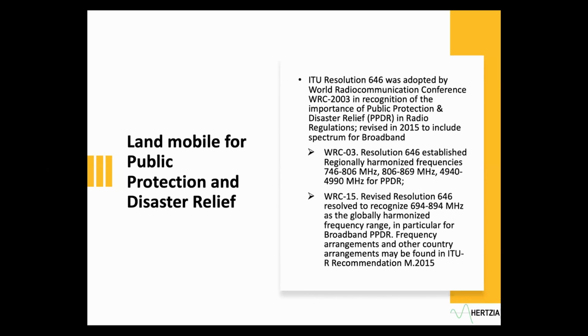Resolution 646 was revised in 2015. In that new resolution, the frequency range 694 to 894 was approved in order to promote harmonization, particularly for broadband public protection and disaster relief systems. The particularities of how this band will be used in terms of frequency arrangements can be found in ITU-R Recommendation in 2015.